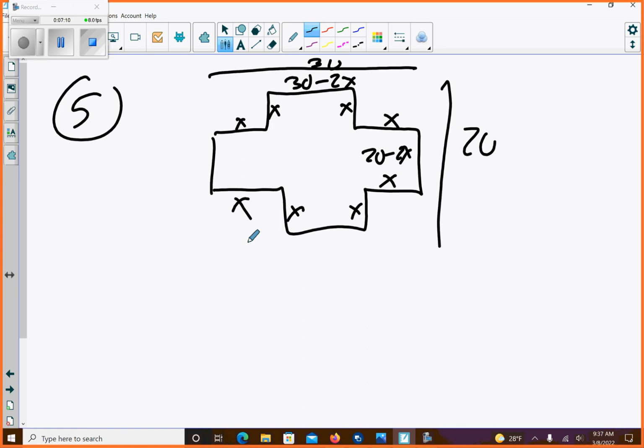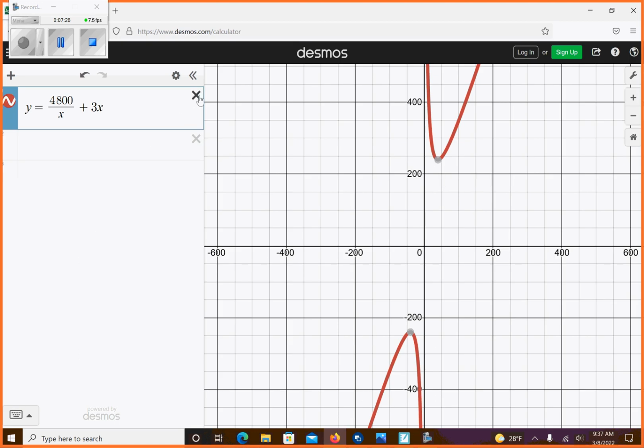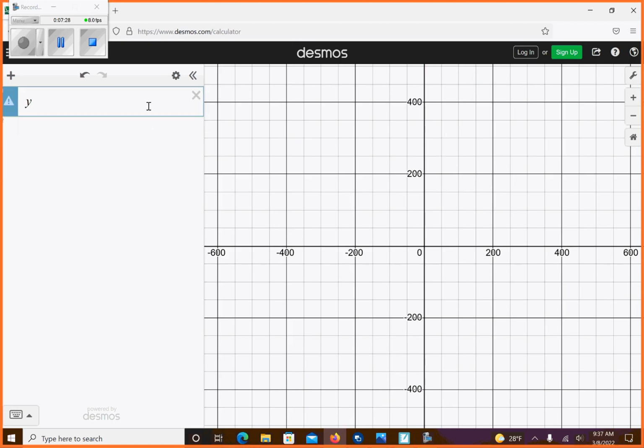And maximize the volume. So my volume, I have one of the sides which is x, one of the sides that's 20 minus 2x, and one of the sides that is 30 minus 2x. And if I graph that on Desmos, y equals x times 30 minus 2x and 20 minus 2x.